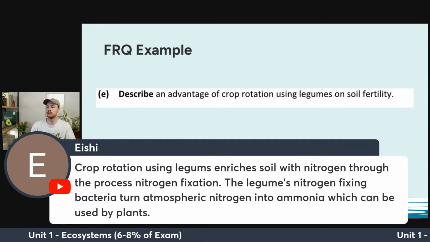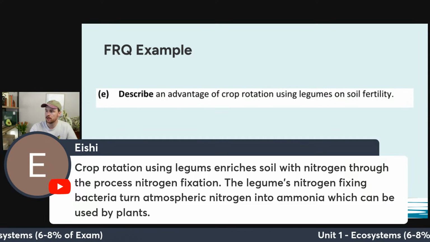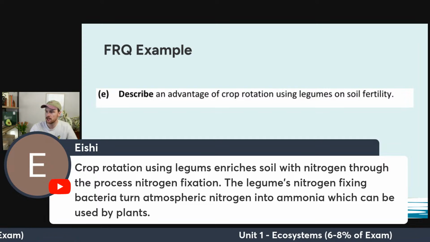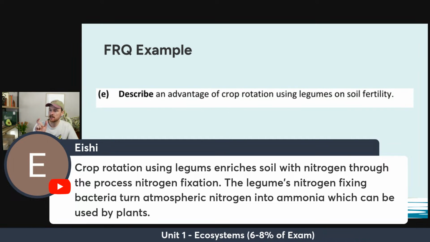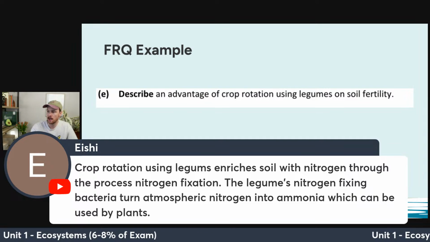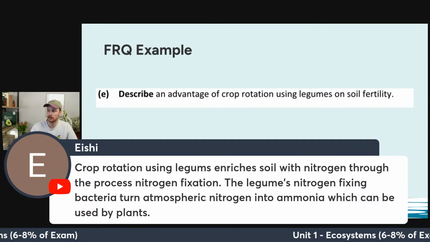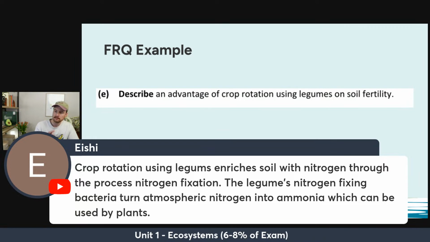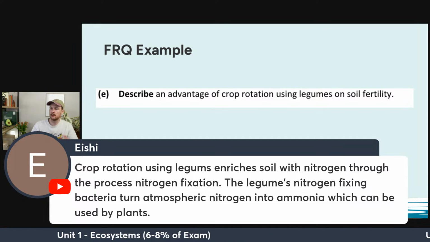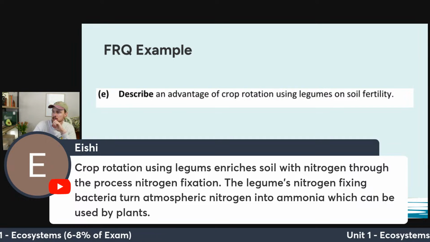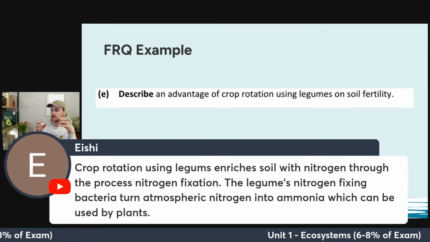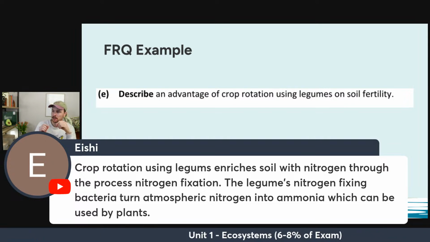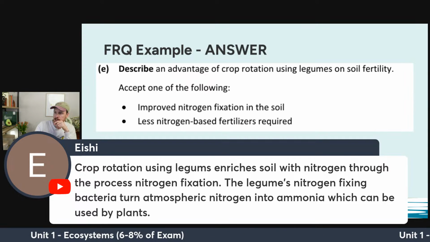Crop rotation using legumes enriches soil with nitrogen through the process of nitrogen fixation. Good. Adding that as nitrogen fixation is a very important vocab term. The legumes' nitrogen-fixing bacteria turn atmospheric nitrogen into ammonia. That's another nice point to add in, which can be used by plants. The only component that might be missing here, Aishi, is describing this taking place in the soil. That can sometimes be important, but let's go to the scoring guide and let's see how this might be scored.